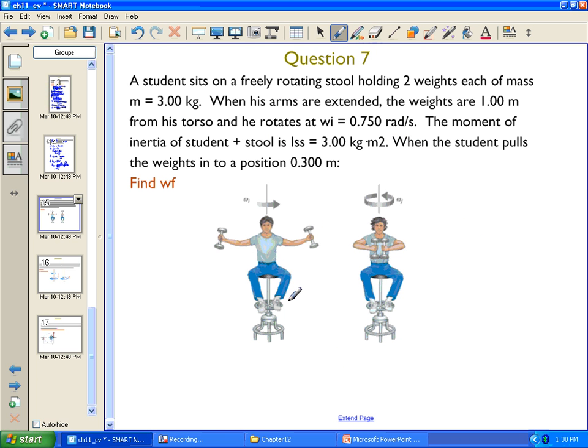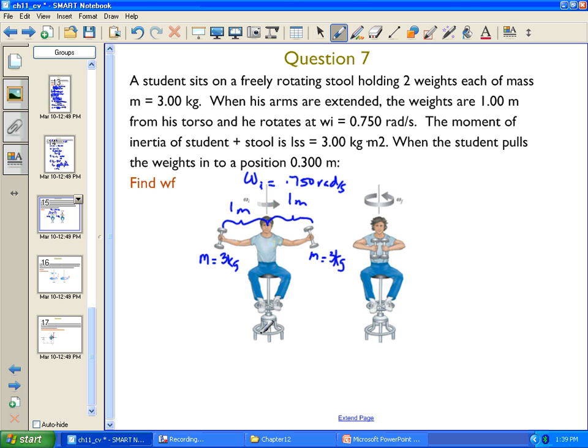A student sits on a freely rotating stool holding 2 weights, each of mass 3 kilograms. So we have M 3 kilograms here, M 3 kilograms here. When his arms are extended, the weights are 1 meter from his axis of rotation. 1 meter, 1 meter. And he rotates at an initial omega equal to 0.75 radian per second.